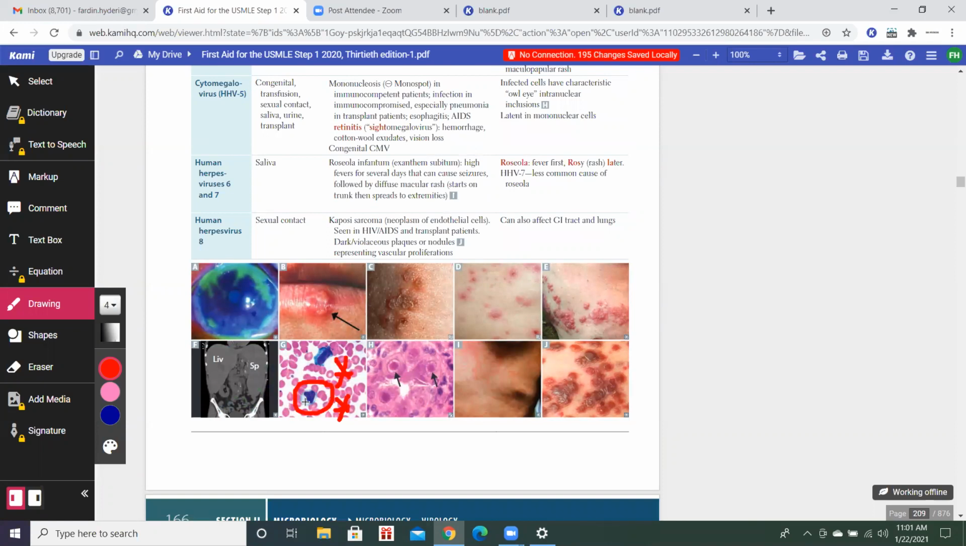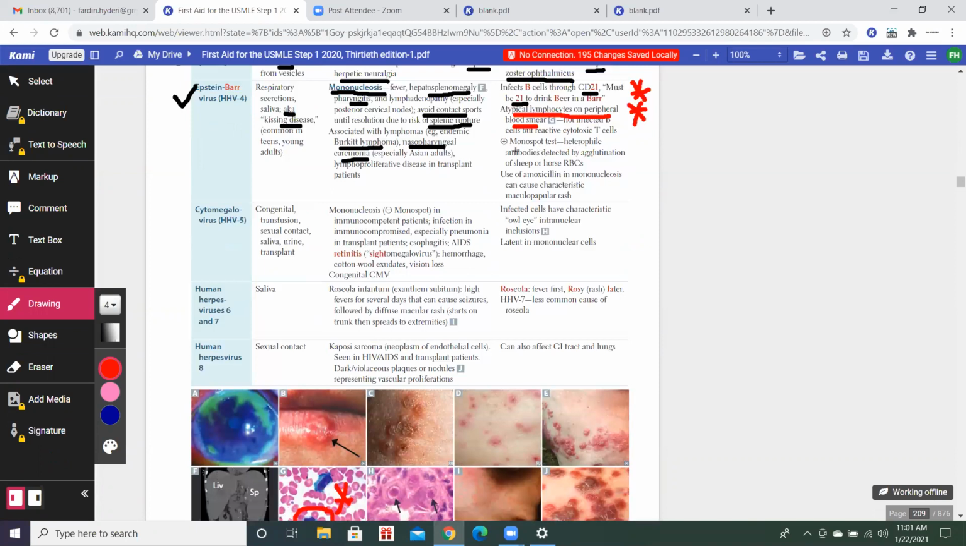The monospot test, that is the heterophilic antibody test, is positive. If it's not positive, then we can think about toxoplasmosis. If it's positive, it's Epstein-Barr virus. The heterophilic antibody test is detected by agglutination of sheep or horse RBC. And amoxicillin given in mononucleosis can cause a maculopapular rash. This is not high yield, so don't worry about it.